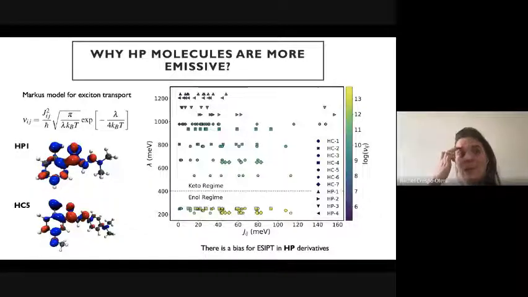And consequently, exciton transport won't compete with these two processes. What is the difference between them? Essentially, this conical intersection is not accessible, while this one is. So essentially, the difference between these systems comes from a competition between localization and delocalization of the interactions that we have in the condensed phase.